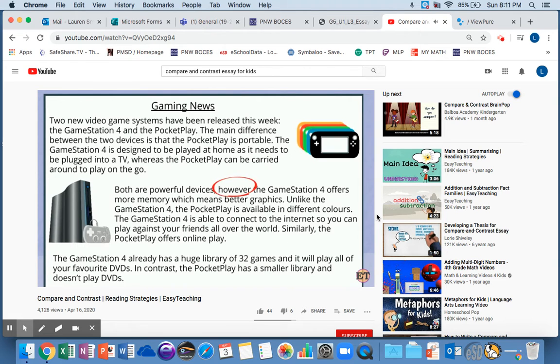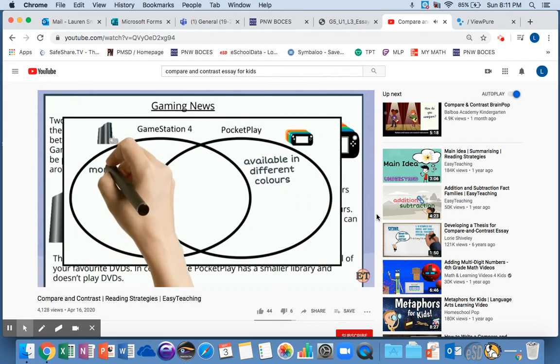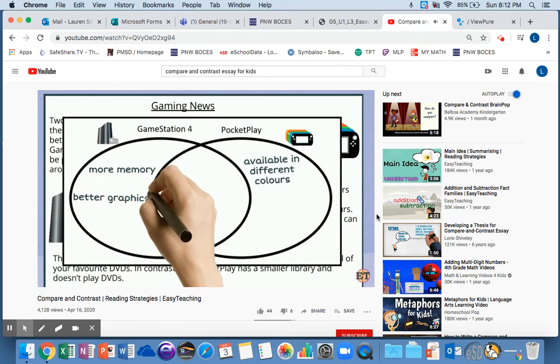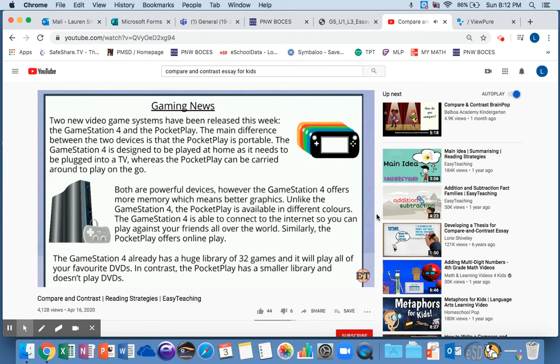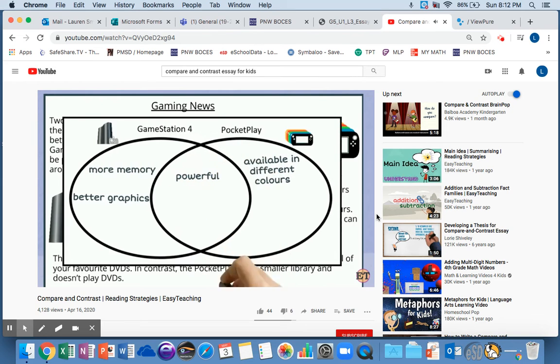Here's another signal word I found, however. This word tells us the author is identifying another difference. The GameStation 4 has more memory and better graphics than the Pocket Play. Here's another signal word, both. It tells us that there is a similarity. Can you see what it is? They are similar in that they are both powerful.